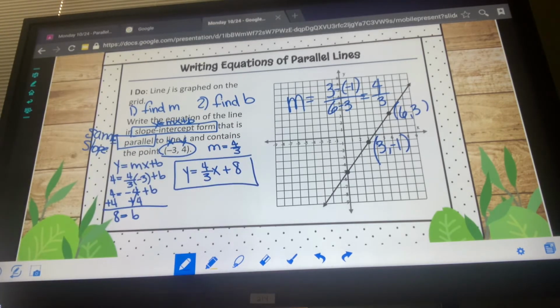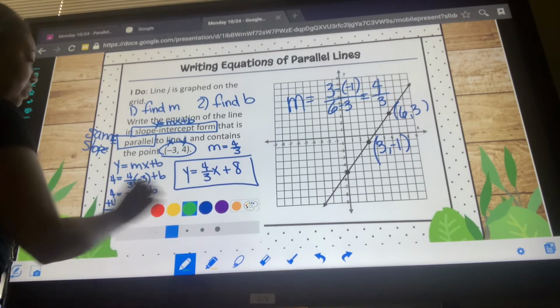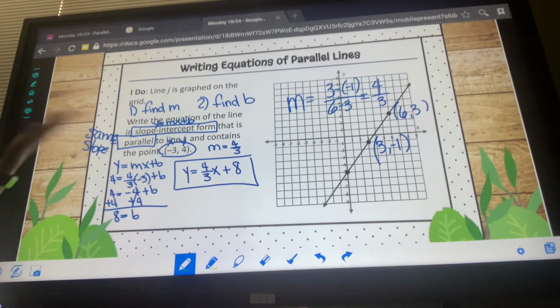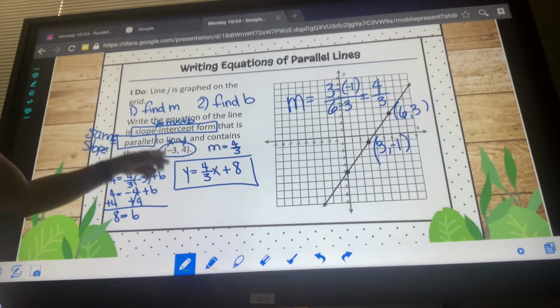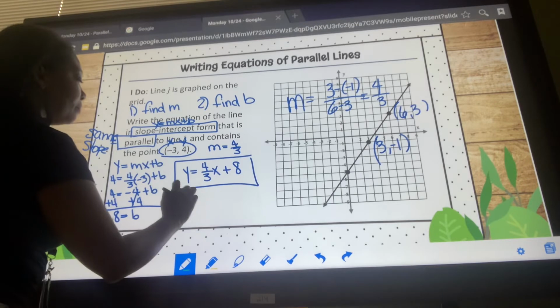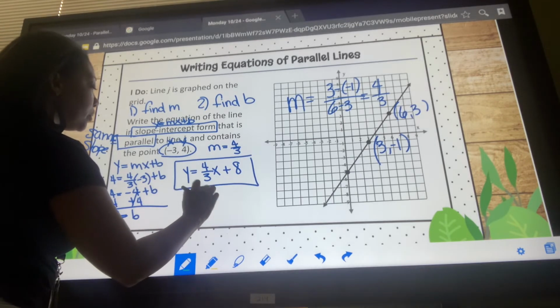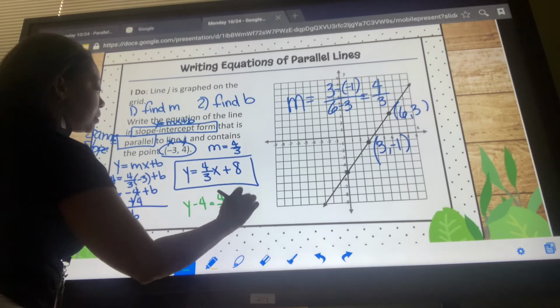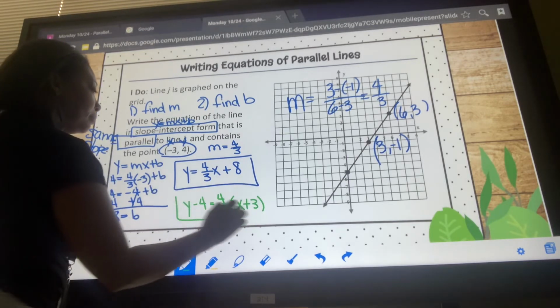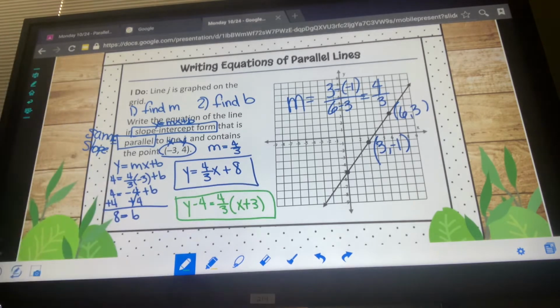And there's our equation. And to take it a step further, we could easily do a point slope, couldn't we? Because we have slope and a point. So y minus 4, remember they become the opposite, is 4/3 times x plus 3. That's just what we did last week. But this is the one it asked for.